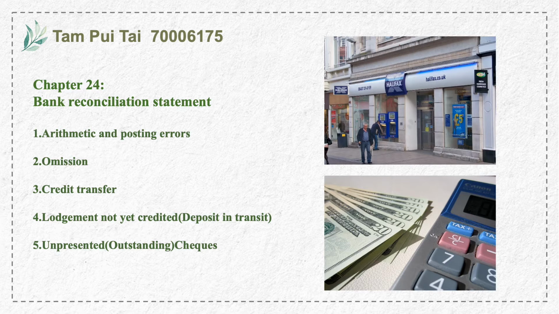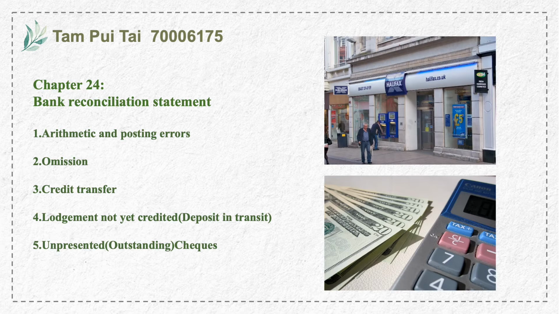Number 2, omission. For example, dishonored check refers to the check received from a debtor rejected by the bank, or the check issued to a creditor rejected by the bank. Number 3, credit transfer, which is a direct credit resulting in money from a third party being transferred into the firm's bank account automatically.